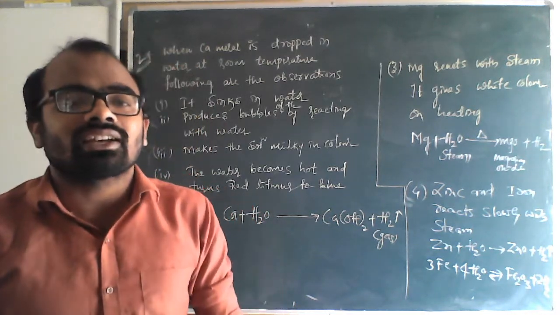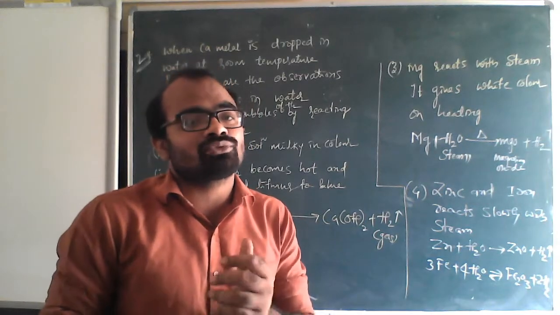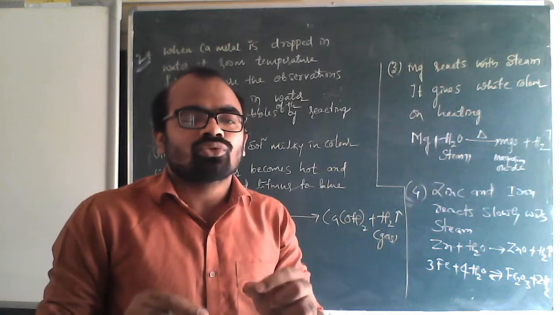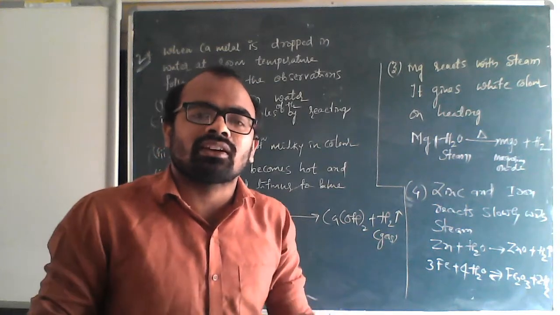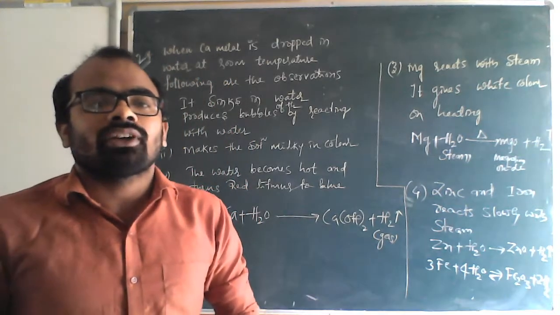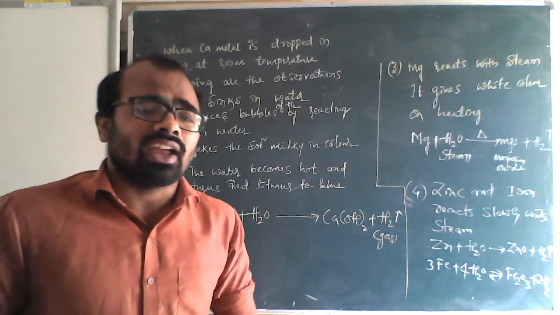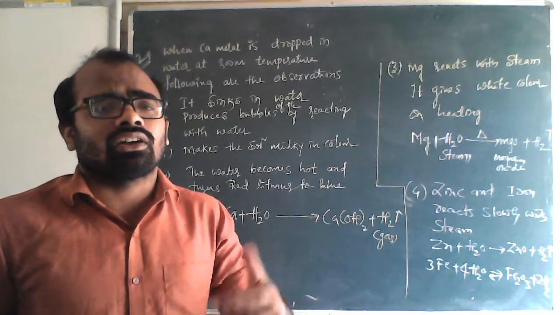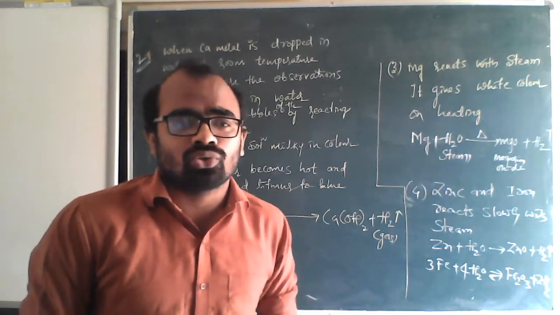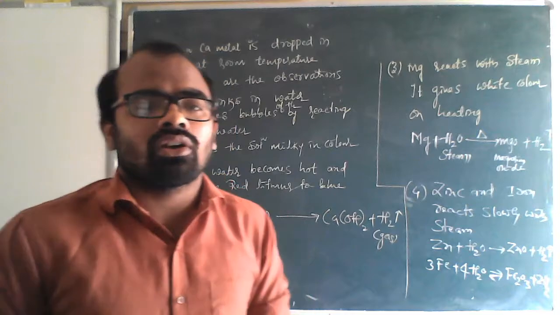Hydrogen is released, and it makes the solution milky in color. After some time, the calcium which is reacting makes the solution milky in color. That means the water solution becomes milky. Then the water becomes hot, and it converts the red litmus to blue because it is a base solution. I hope you all are understanding.